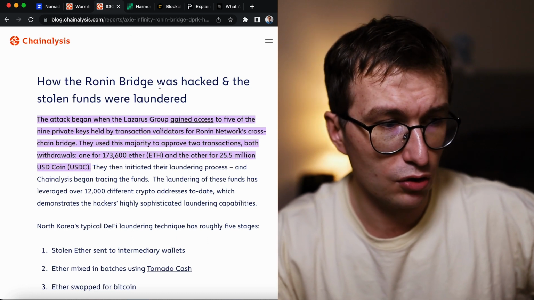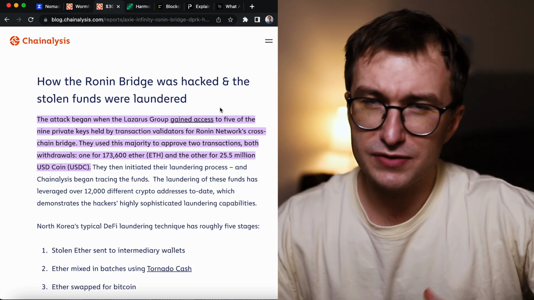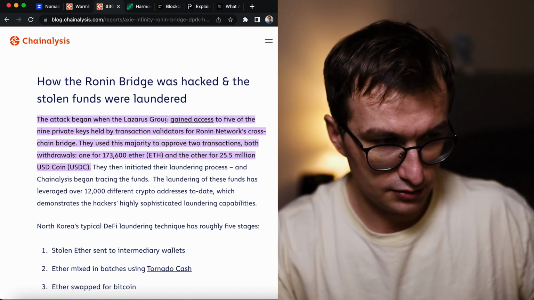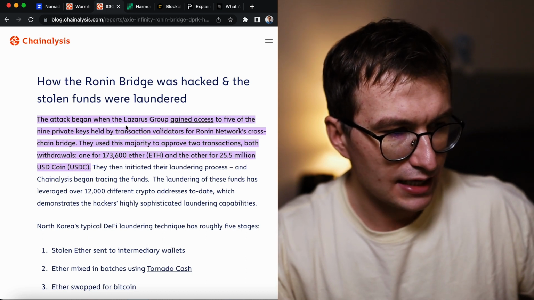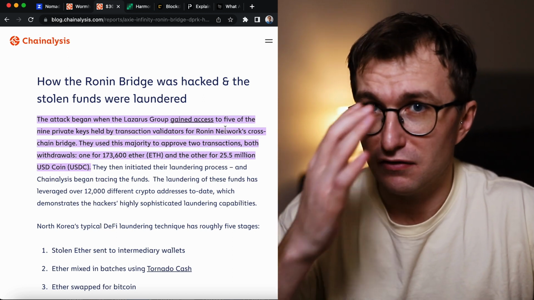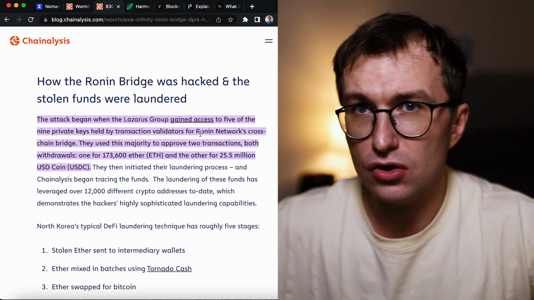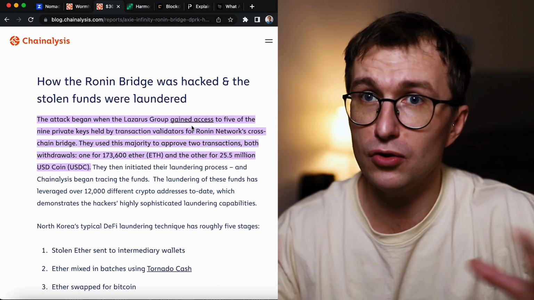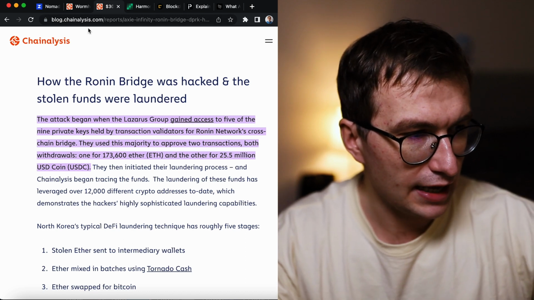The largest was Ronin Bridge, and this actually relied on validators, but that was a very small validator set. So what happened here: the Lazarus group, which is connected to North Korea, gained access to 5 of the 9 private keys held by transaction validators for the Ronin network. So you can see there were 9 validators securing this bridge network, I believe. So they had to get control of the majority. And they did. It seems the small group of people, again, is the massive problem when it comes to exploitation of the bridges.